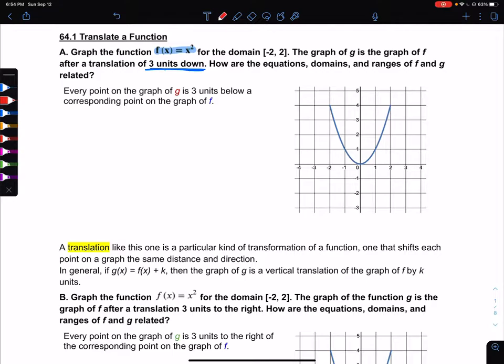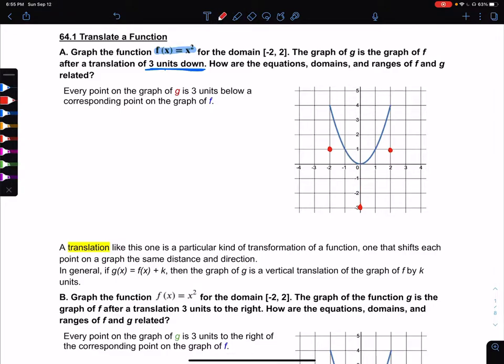So g would take any of these points. Let's say we have this point here of -2, 4, and that point is going to shift down 3 places. So that would wind up right here. We would do the same thing for, say, 2, 4. That point would shift down here. And you're going to do that for every point along the graph. So I can take each of these points, in this case 0, 0, and that would shift down 3 units. So that would be here, and then just continue on.